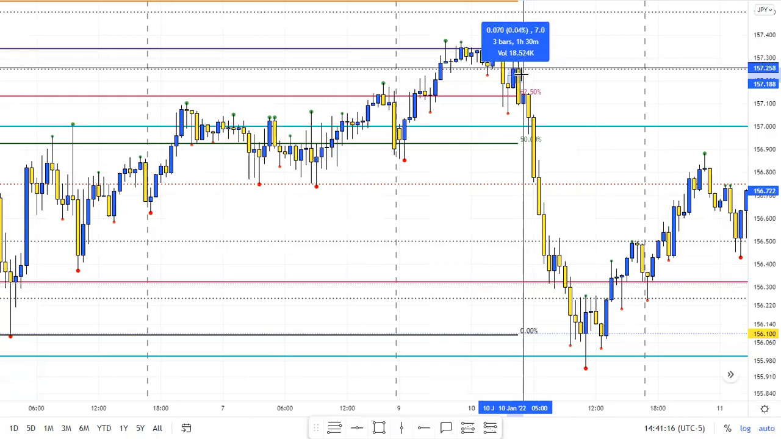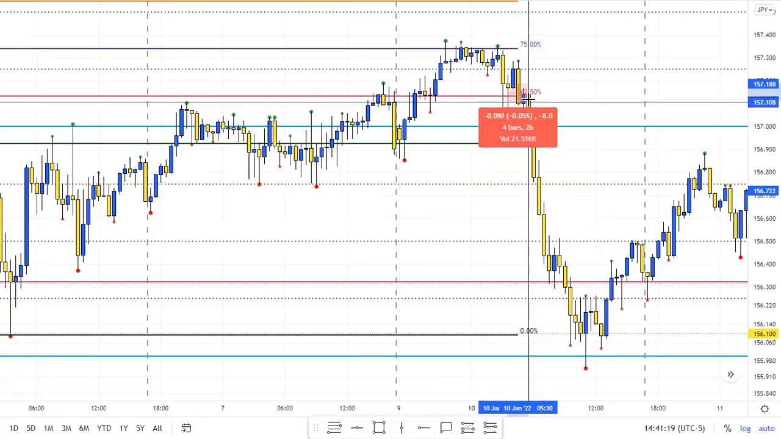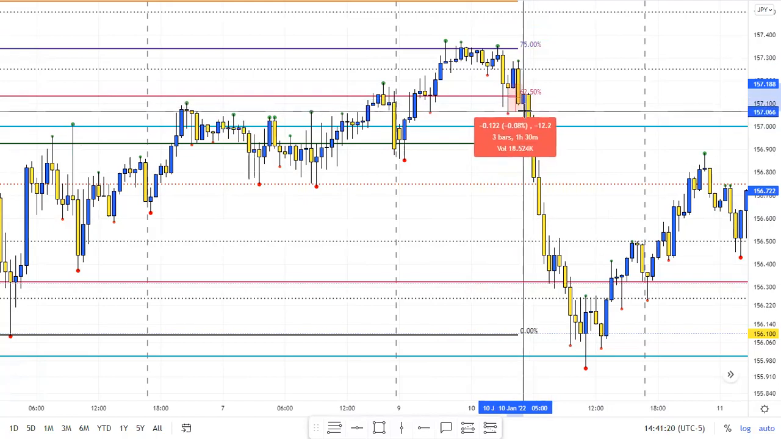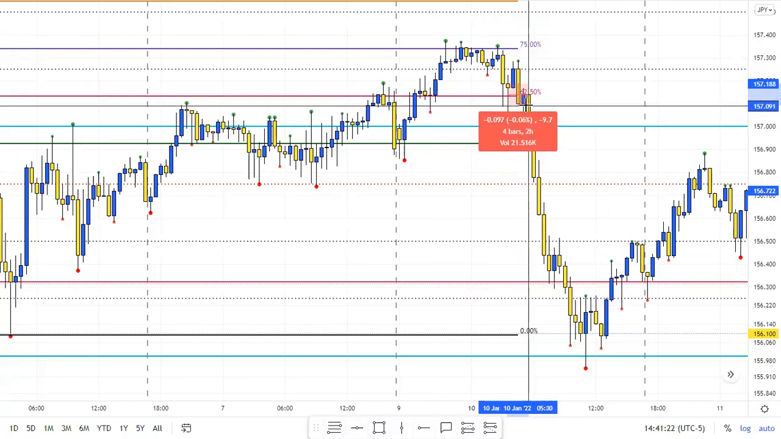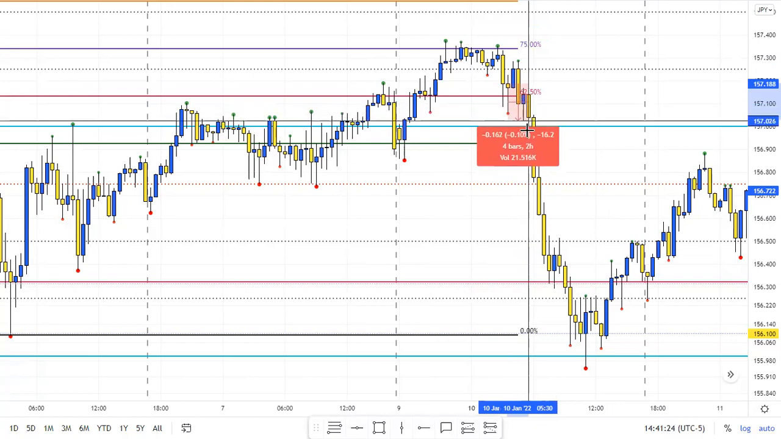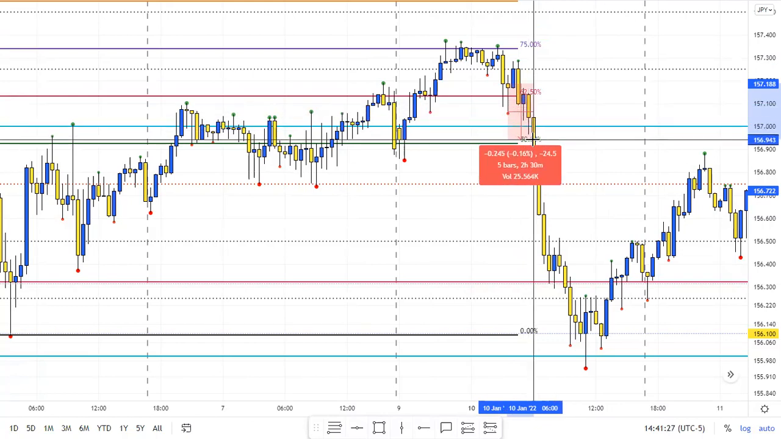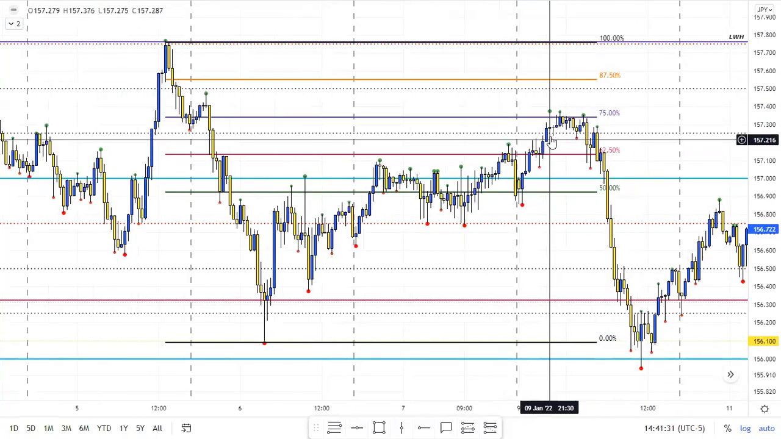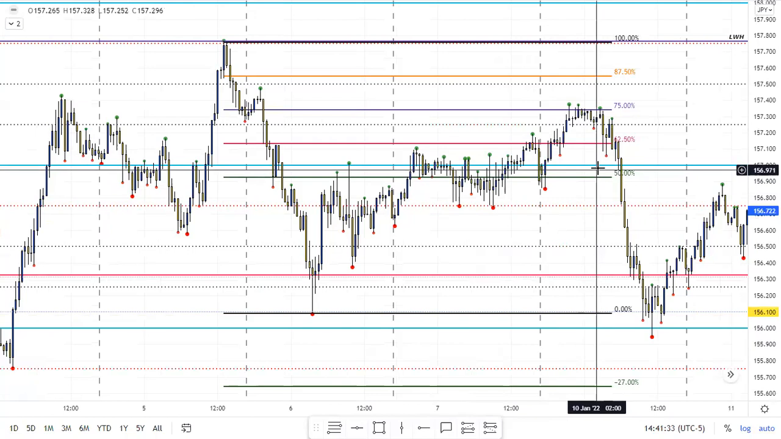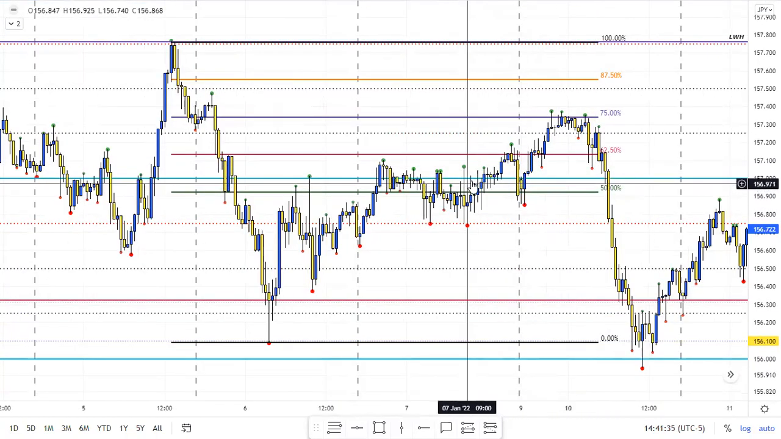Okay, and then whatever your pip goal is, and like I always tell you guys, my pip goal is 10 pips. So I just secure my 10, and then I just let the rest ride out. But for this one, I kind of knew where this was going to go. All right, kind of knew where it was going to go.